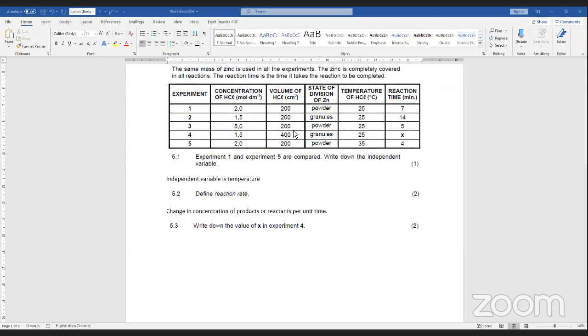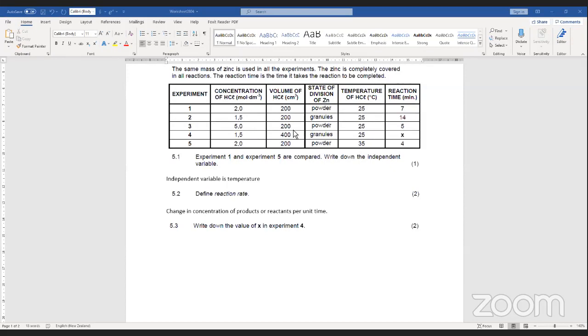So the factor that you're changing here is the amount of hydrochloric acid. And my question was, does the volume of hydrochloric acid influence the reaction? And the answer is no. Whether you're adding a liter of hydrochloric acid or not, the only thing that is influencing this is the concentration of your acid and the state that your zinc is in.